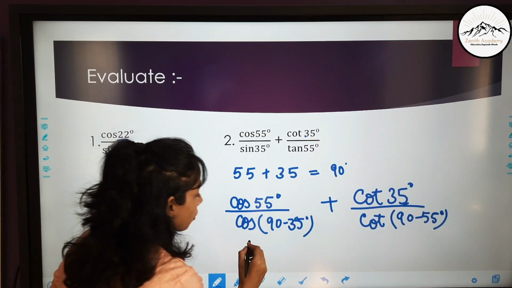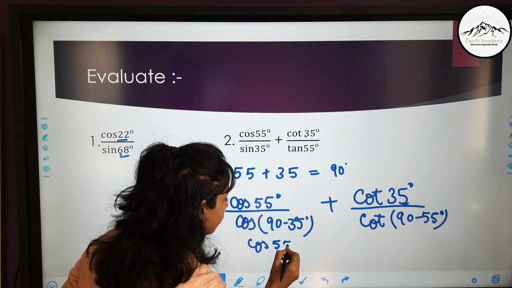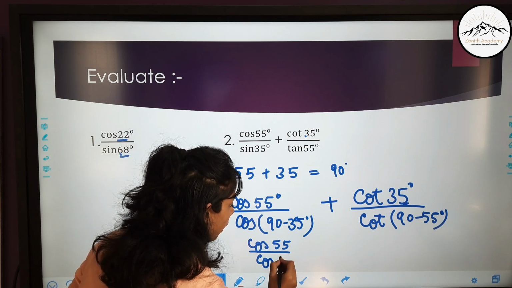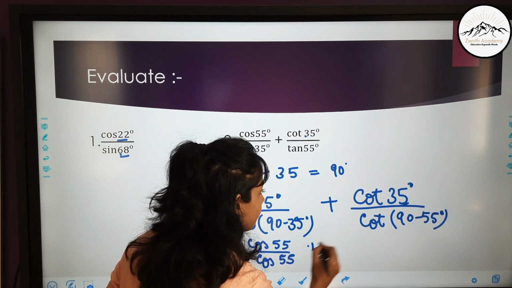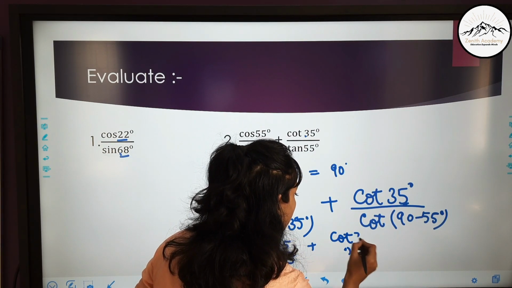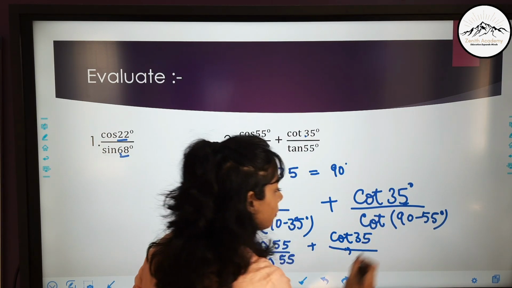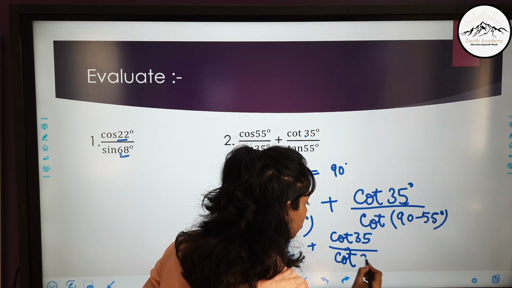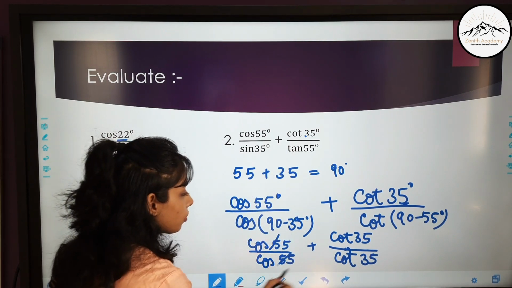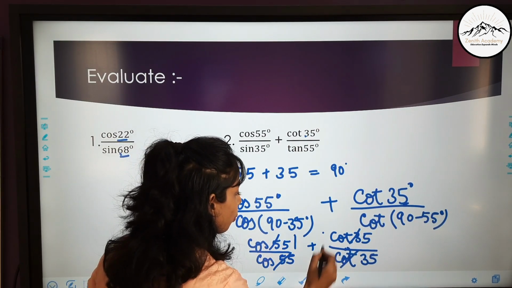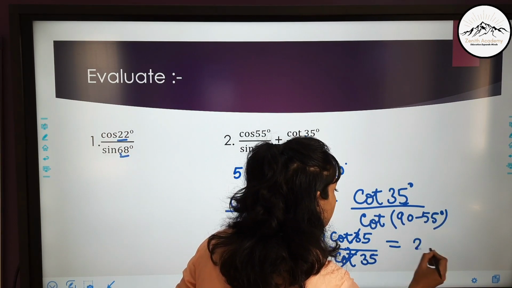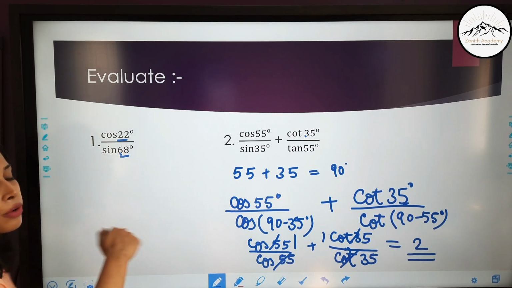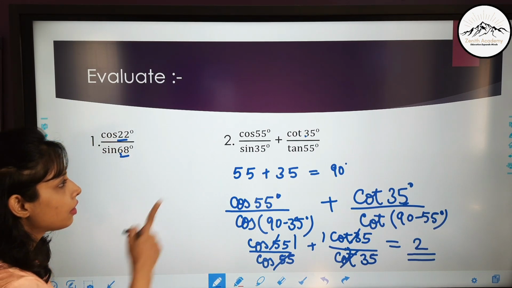So if we solve it, cos 55 upon cos 55, since 90 minus 35 gives us 55, plus cot 35 upon cot 90 minus 55, which gives us 35. So cot 35 upon cot 35, now they both get cancelled. We get 1 plus 1, which is equal to 2 as the answer. So this is how the trigonometric ratios for complementary angles work.